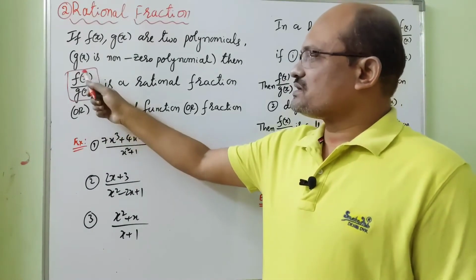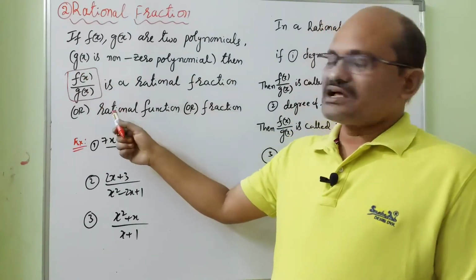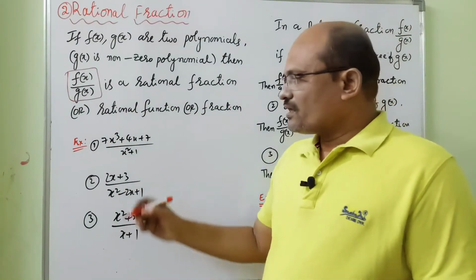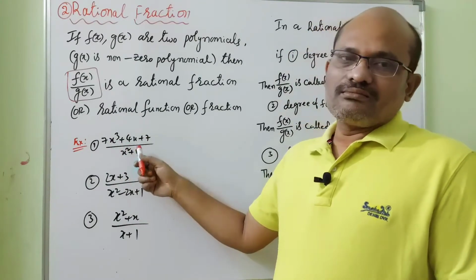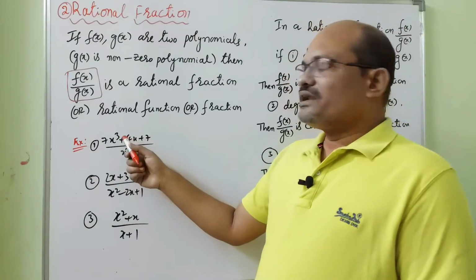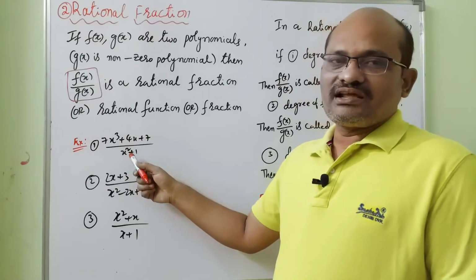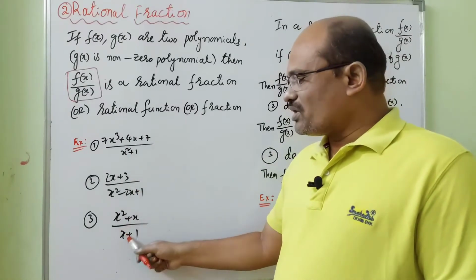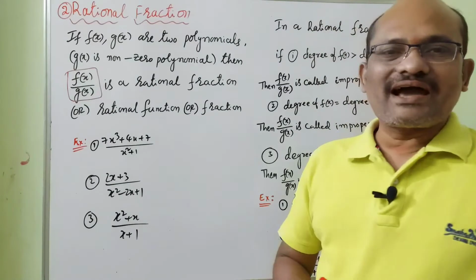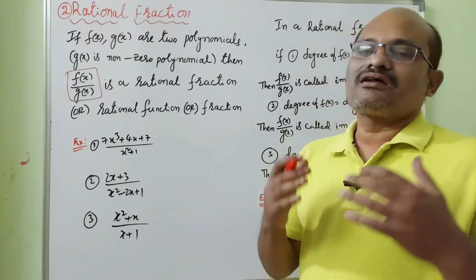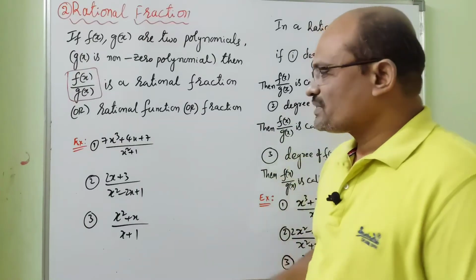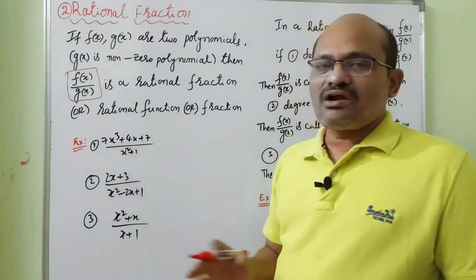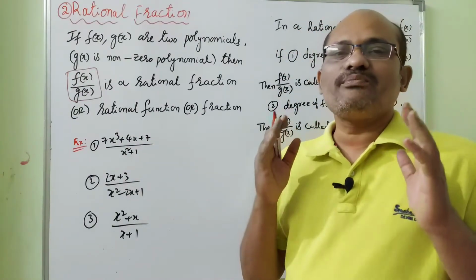This fraction is called a rational fraction. It is also called a rational function or simply fraction. Look at the examples. Look, numerator and denominator both are polynomials in x. The degree of numerator is 3, degree of denominator is 2. So polynomial by polynomial, polynomial by polynomial, polynomial by polynomial. These are all called rational fractions or rational functions or simply fractions. Remember, numerator and denominator should be polynomials and the denominator should not be a zero polynomial. It should be a non-zero polynomial.